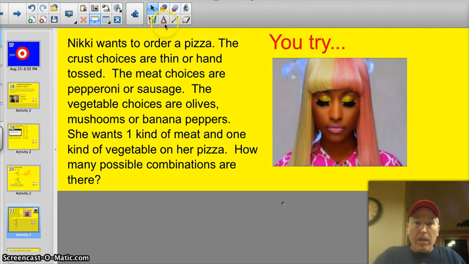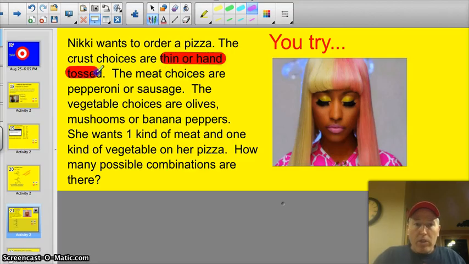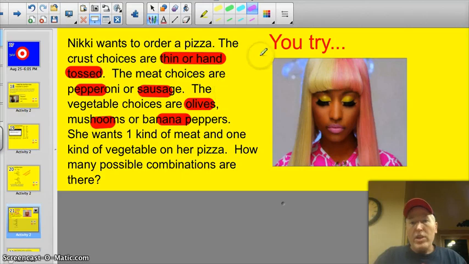All right, let me give you a little bit of a hand here. I'm just going to grab a highlighter and highlight a couple things. You got thin or hand-tossed crust. You got pepperoni or sausage. And then you've got olives, mushrooms, or bananas. So you've got 2 different kinds of crust, 2 different types of toppings, and 3 different types of vegetables. Why don't you go ahead and see if you can solve that question.